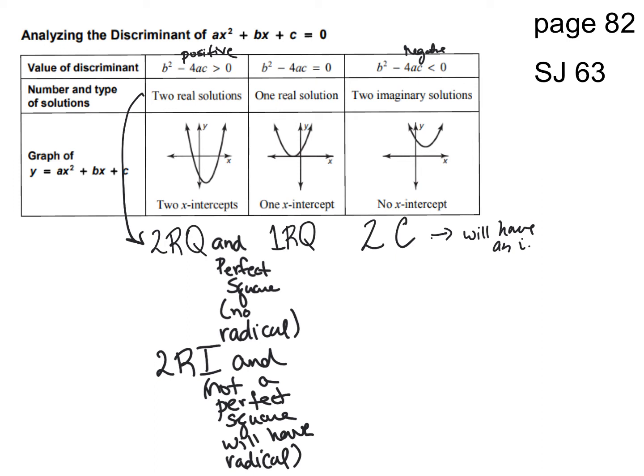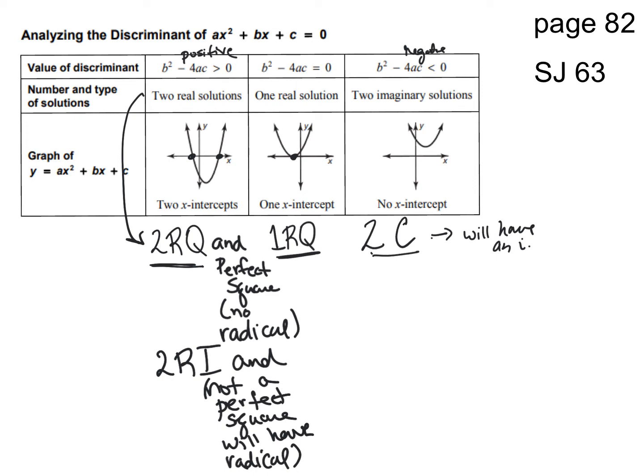Here's the reason. If your discriminant is greater than 0, then your quadratic crosses the x-axis twice. If it's equal to 0, it touches the x-axis. If it's less than 0, then it does not touch the x-axis. Therefore, our solutions are imaginary solutions. Okay, so two real rational if it's greater than 0, one real rational if it's equal to 0, and two complex if it's less than 0.